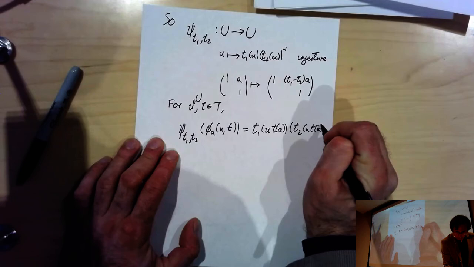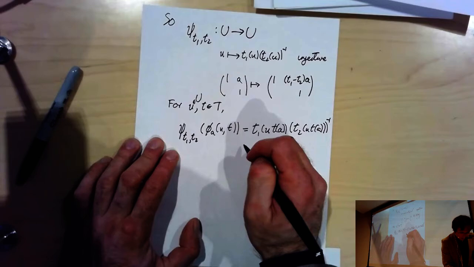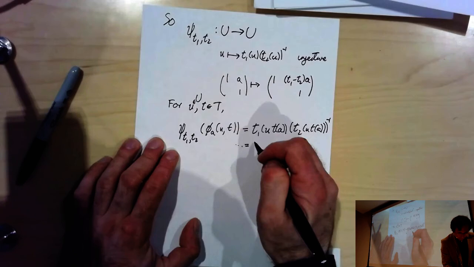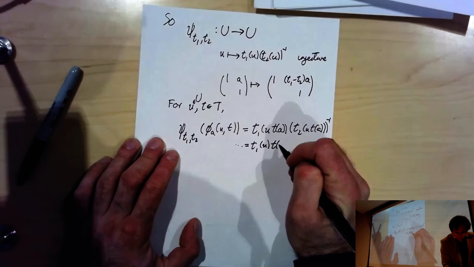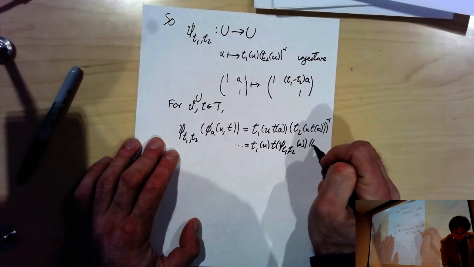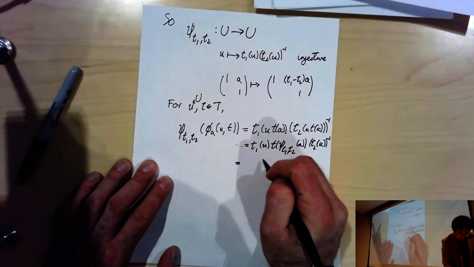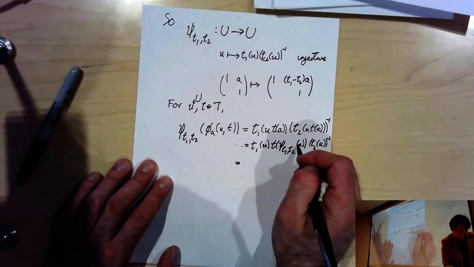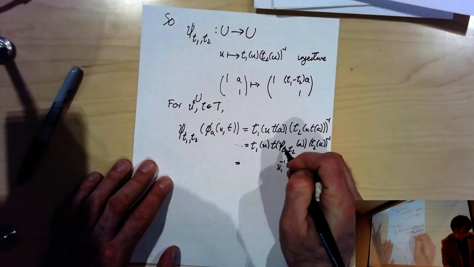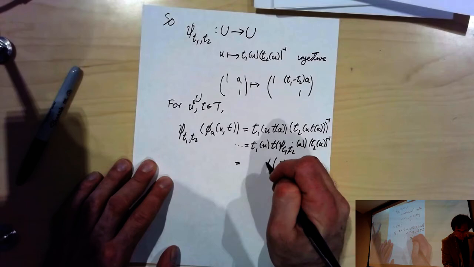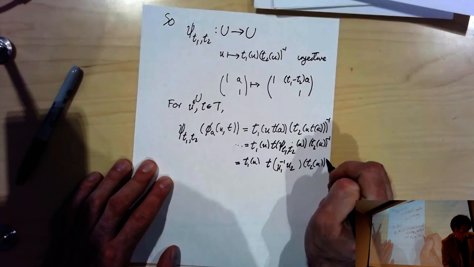And, well, you manipulate things a little bit, and you get that this is, just because T is abelian, T1 U, T, Psi, T1, T2, A. And here's the beautiful thing. Precisely because you had this equality, what is this equal to, or rather, what is Psi, T1, T2 of A? That is just going to be U inverse, U1 inverse U2. This is that. That's a good thing. So A has disappeared. That's what we wanted.